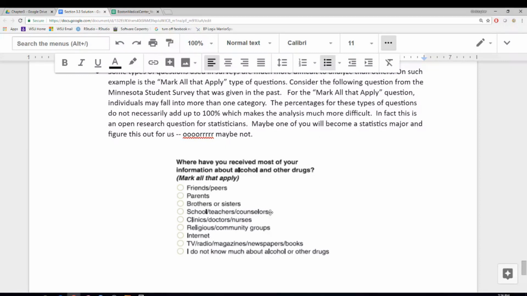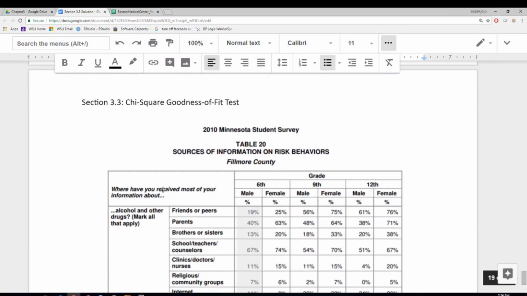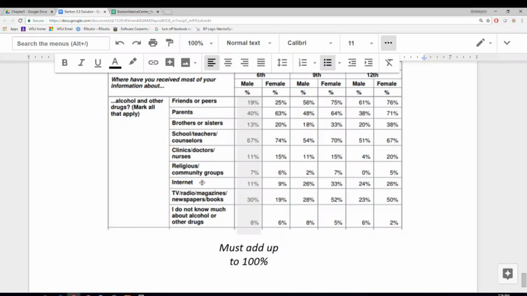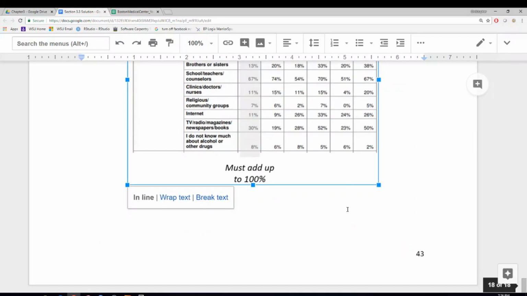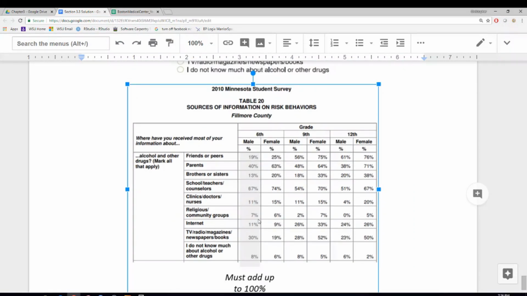Now you cannot actually use a goodness of fit chi-square test for this because the percentages do not necessarily add up to 100%. If you look at the data that was obtained, those percentages across all of these different categories don't add up to 100%. Let me go ahead and shrink that so it's on the same page. It looks like lots of people said they got information from school and counselors, 67%. Quite a few from the television, 30%. 40% from parents. Those don't add up to 100%, and for that reason, I can't use a chi-square goodness of fit test.